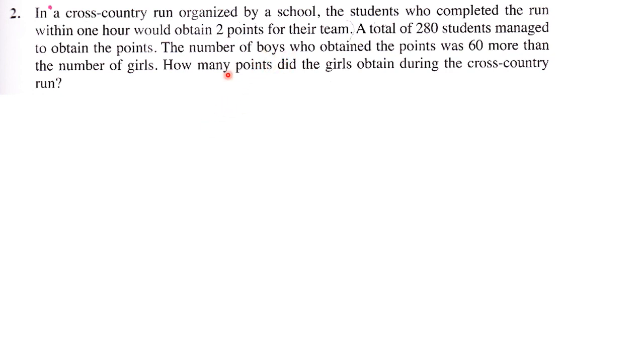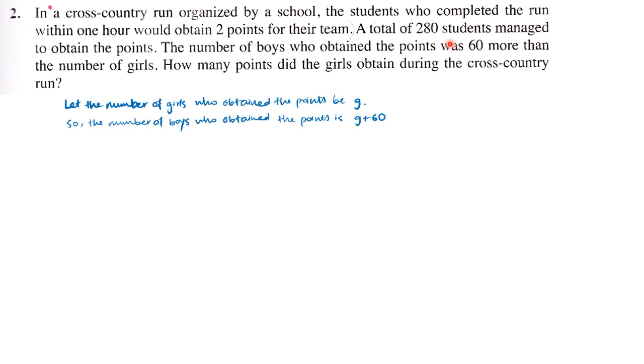So let's see. The number of boys who obtained the points was 60 more than the number of girls. Okay, but here, I have 280 students. So let's see. I think we can form an equation here. Okay, so let the number of girls who obtained the points be G. And then the number of boys who obtained the points was 60 more than the number of girls, so it's G plus 60.